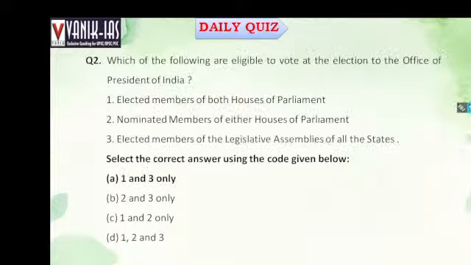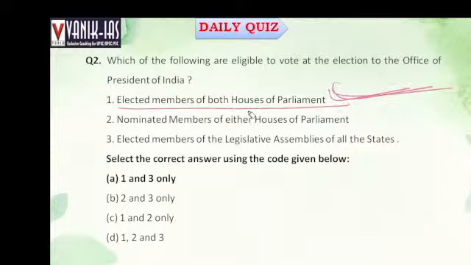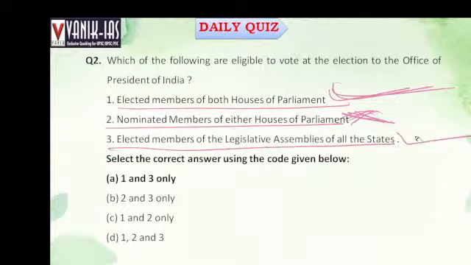Which of the following are eligible to vote for the election of the President of India? Only the elected members, not the nominated members. Elected members of both Houses of Parliament, yes. Nominated members of either House of Parliament, no. No nominated members are included in the election of the President. Elected members of the Legislative Assembly of all the states, yes. So three options are right.